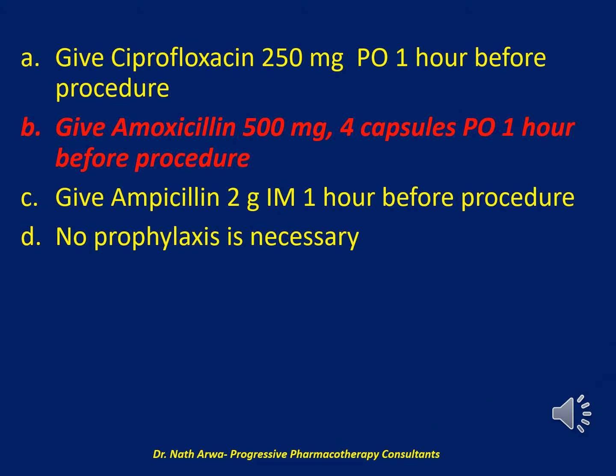And the correct answer is B. Give amoxicillin 500 mg, 4 capsules orally 1 hour before the procedure. Dental prophylaxis for IE should be reserved for the highest risk groups, which include those with prosthetic cardiac valves. That makes answer D incorrect. Antibiotic therapy should be targeted against streptococci in the oral cavity, making answer A incorrect. The oral route is also preferred because of the potential adverse effects of intravenous administration, making answer C incorrect and answer B is correct. Kindly transit to the next question.